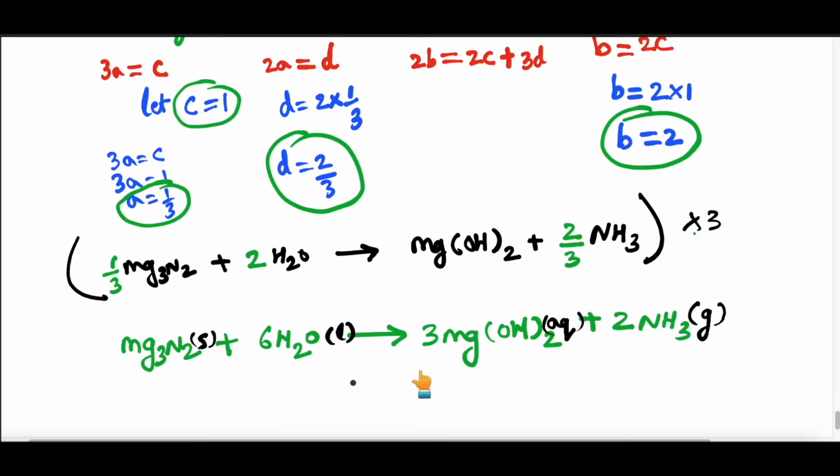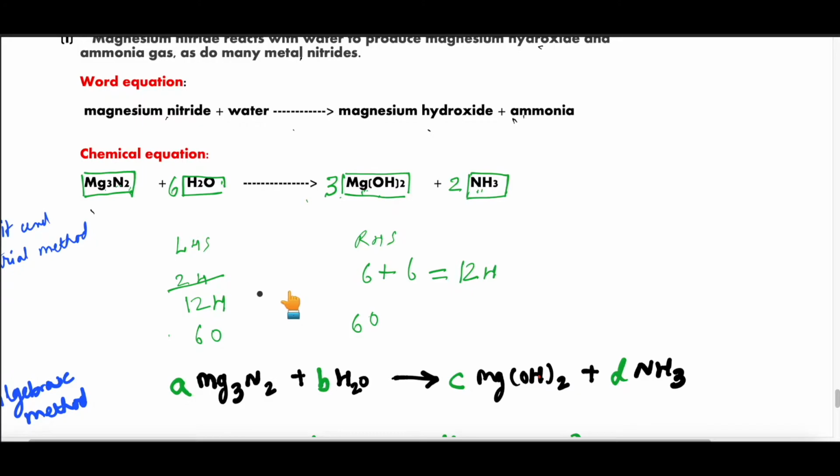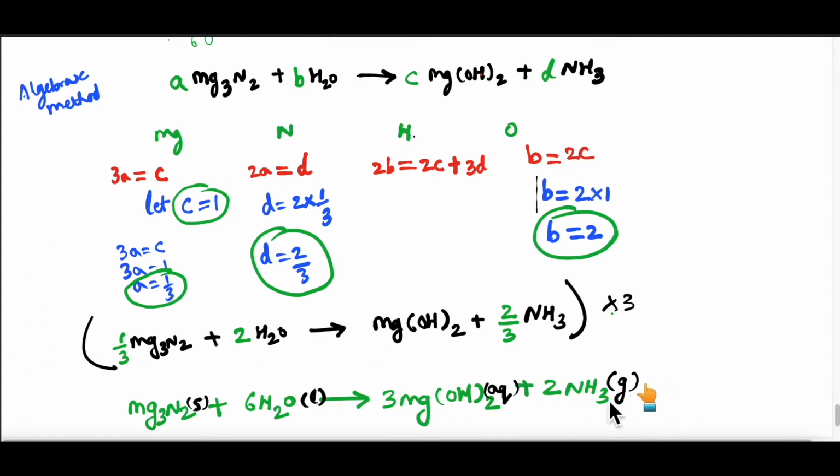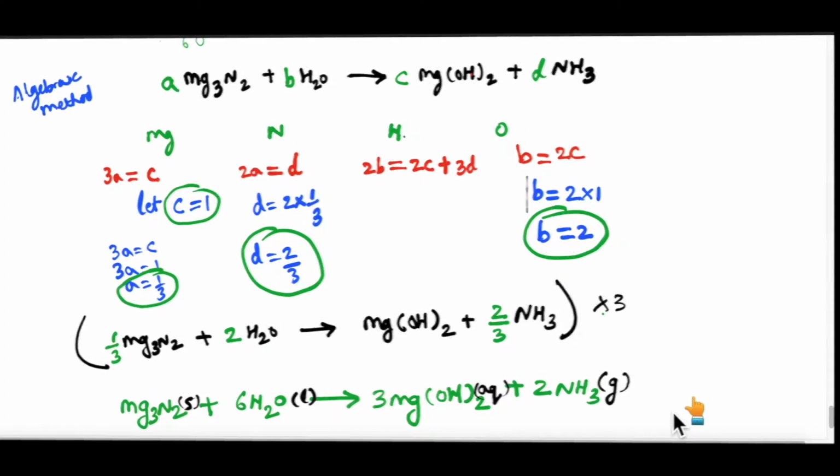Let us check the same we have got with the hit and trial method. So this is a balanced chemical equation by the hit and trial method and by the algebraic balancing method. I hope this is clear to you. Now let us practice some more chemical equations.